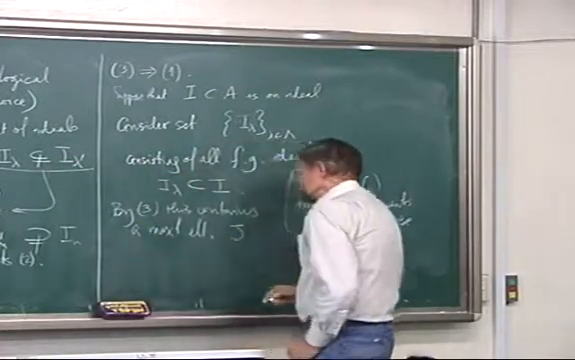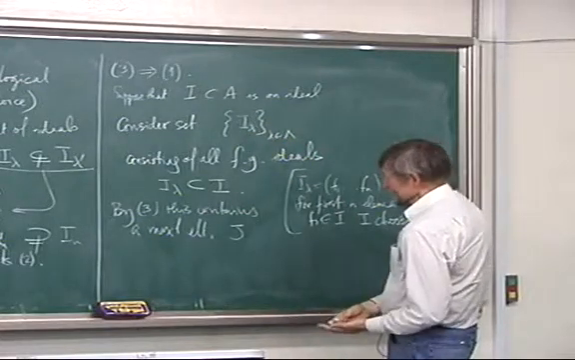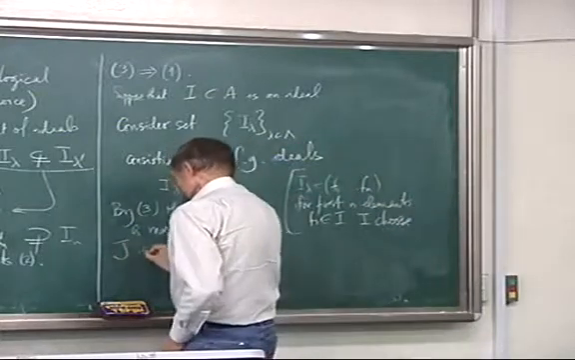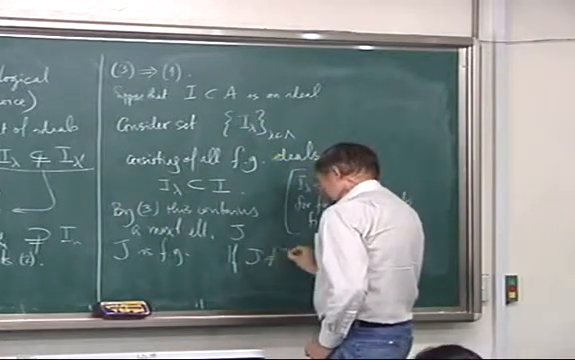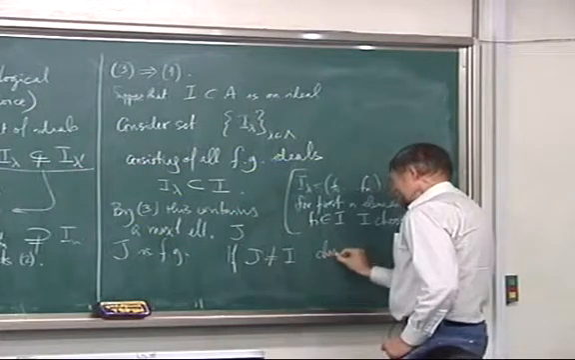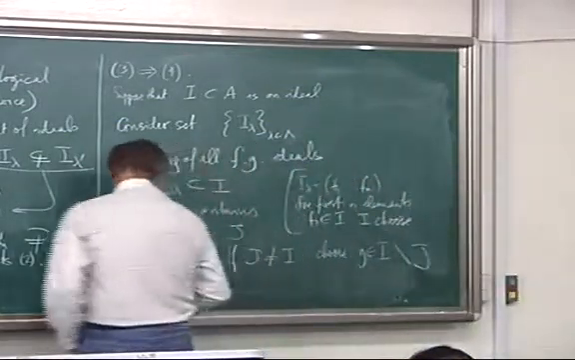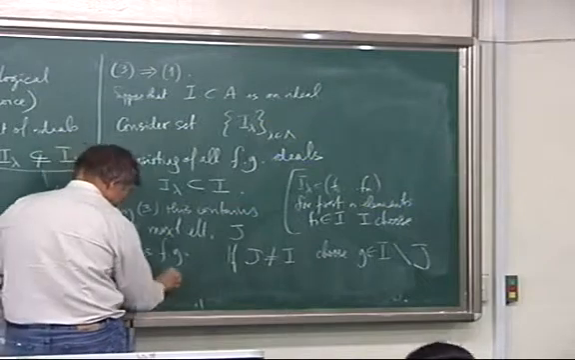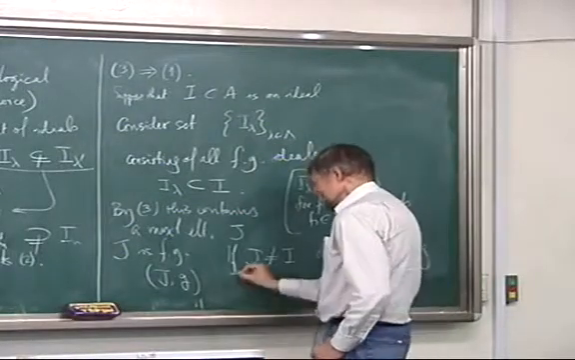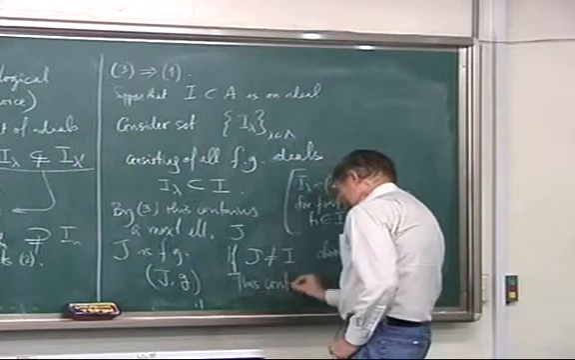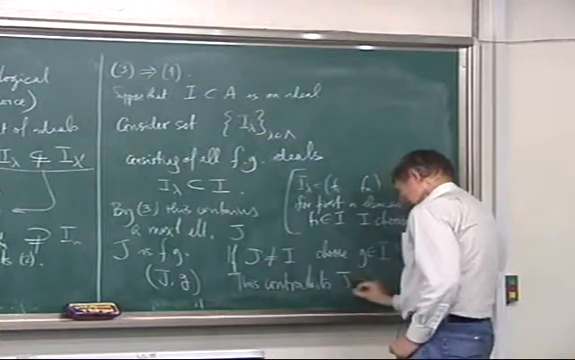Say J. Right, so J is one of my set there, so it's finitely generated. If J is not equal to I, then choose G in I, not in J, and then consider J and G. Right? So this contradicts 3. This contradicts that J is maximal.